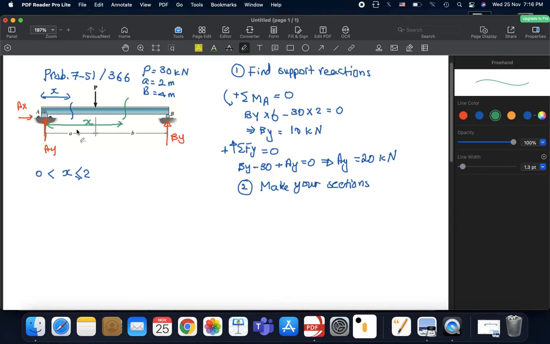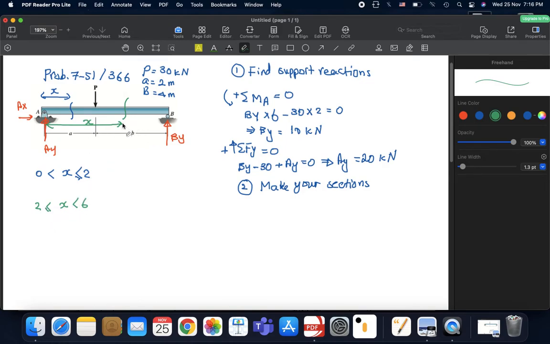And now, however, for this section, you take the whole beam. Don't take this section only. Be careful. Take the whole beam from the left up to the point where you decided to take your section. And now for this part, you say that all our equations apply for x values larger than 2 and less than 6. All right? Now here, it doesn't really matter where you put the equal signs.